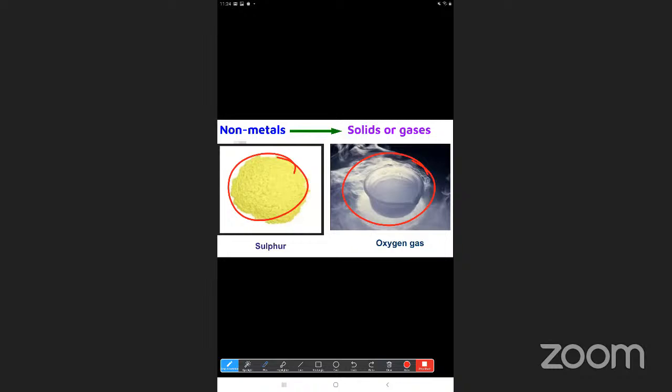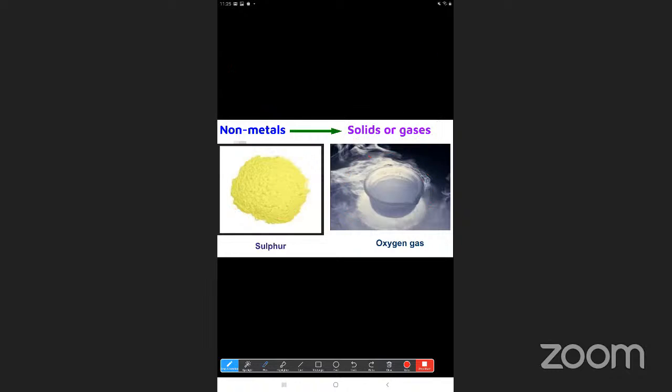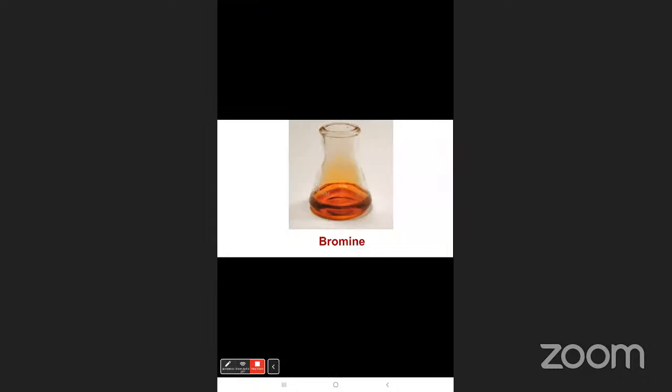So some of the non-metals are solids or gases. And here also we have one exceptional case. The only exceptional non-metal is bromine. Bromine at room temperature is in the liquid state. This is a non-metal, but it is a liquid at room temperature. Generally the non-metals are solids or gases, but only one exceptional case, bromine, is a liquid.